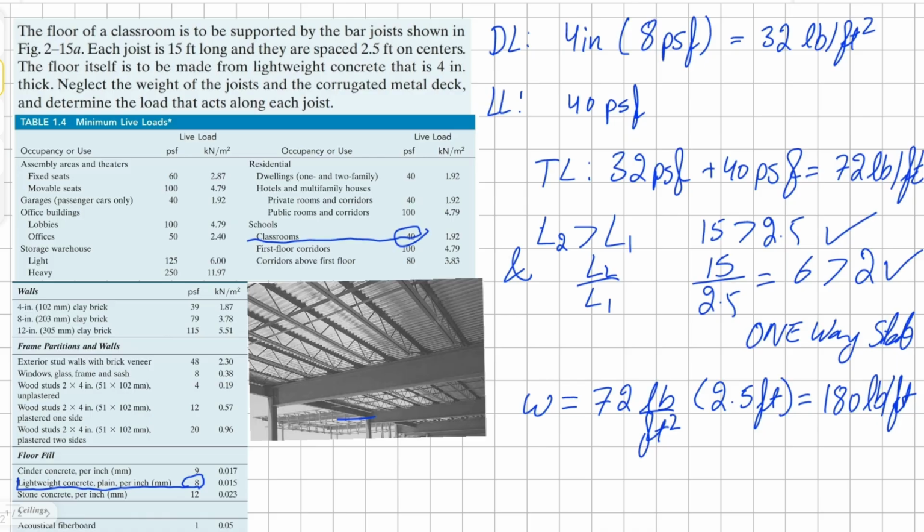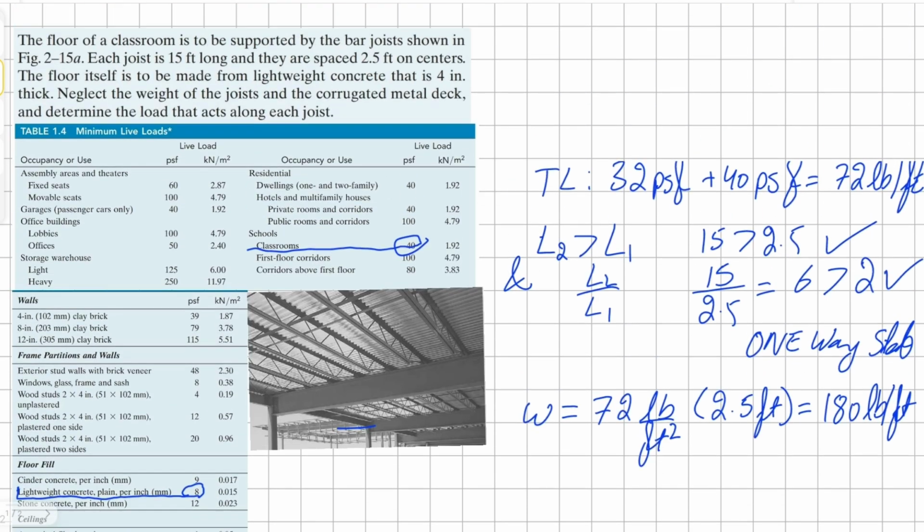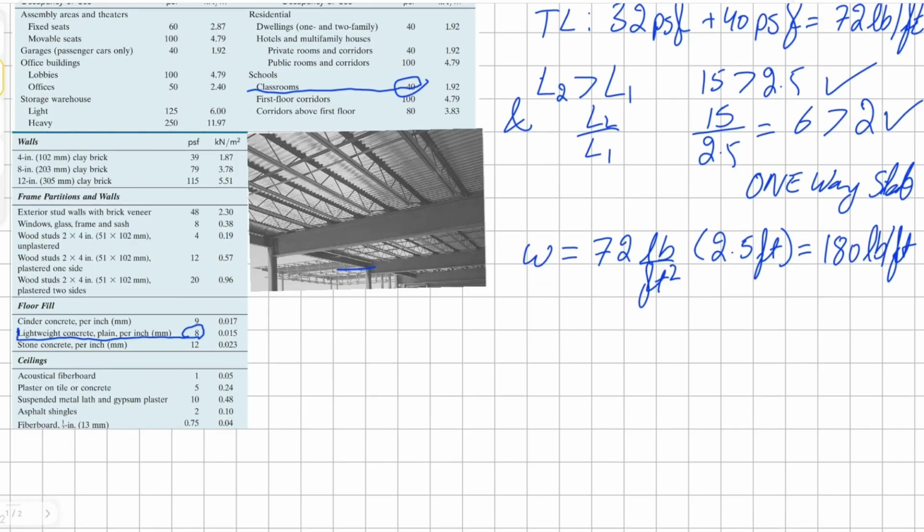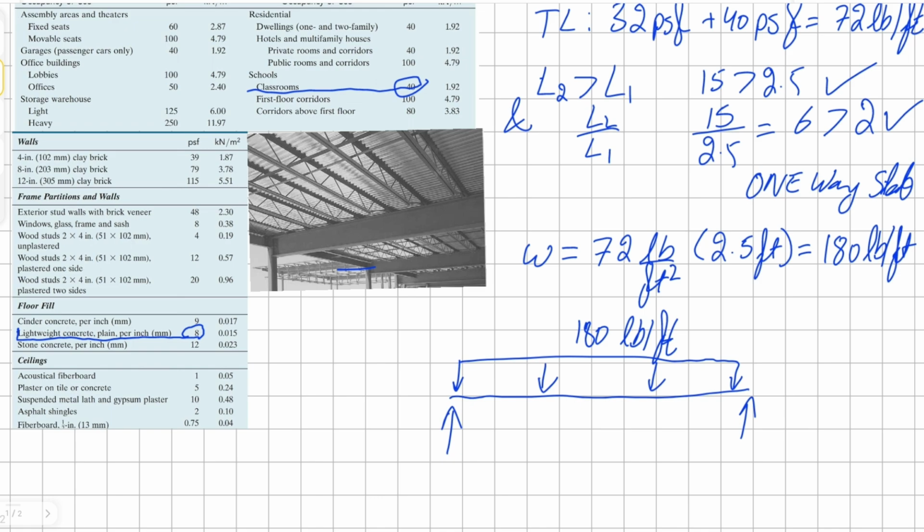Okay. Now that we have that, we have to find the load that's acting on each joist. All right. So let's say this is our joist, and the load that would be acting on this joist would be 180 pounds per foot. We can do one more step and find the force that would be acting on each joint connection of this joist.